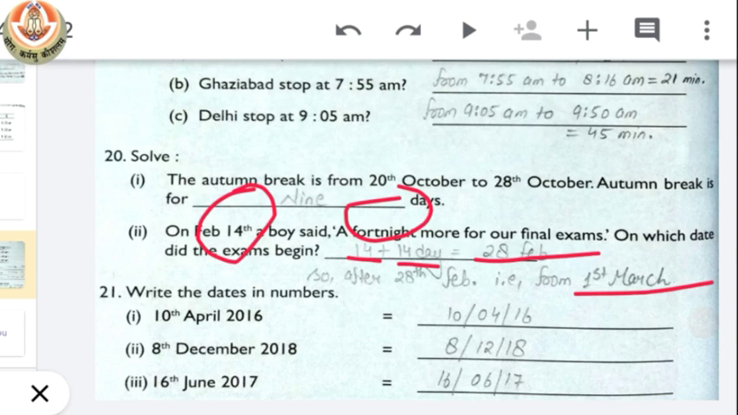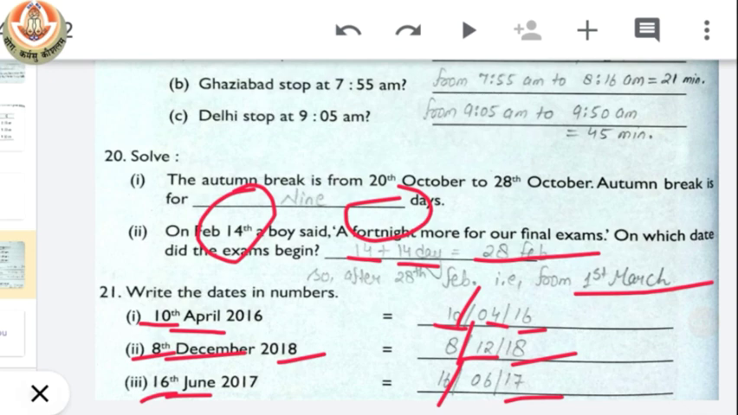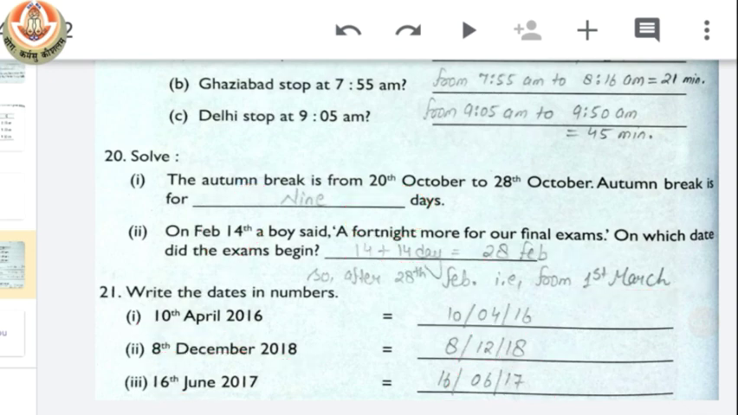Now the next question is, we have to write the given dates in numbers. For 10, we write 10, then oblique, and we all know that April is the 4th month, and then 1/6/2016. 8, then oblique, and December is the 12th month, and 1/8/2018. 16, then oblique, and then 6 for June, and 1/7/2017. Okay class, so this is it for this chapter's workbook.